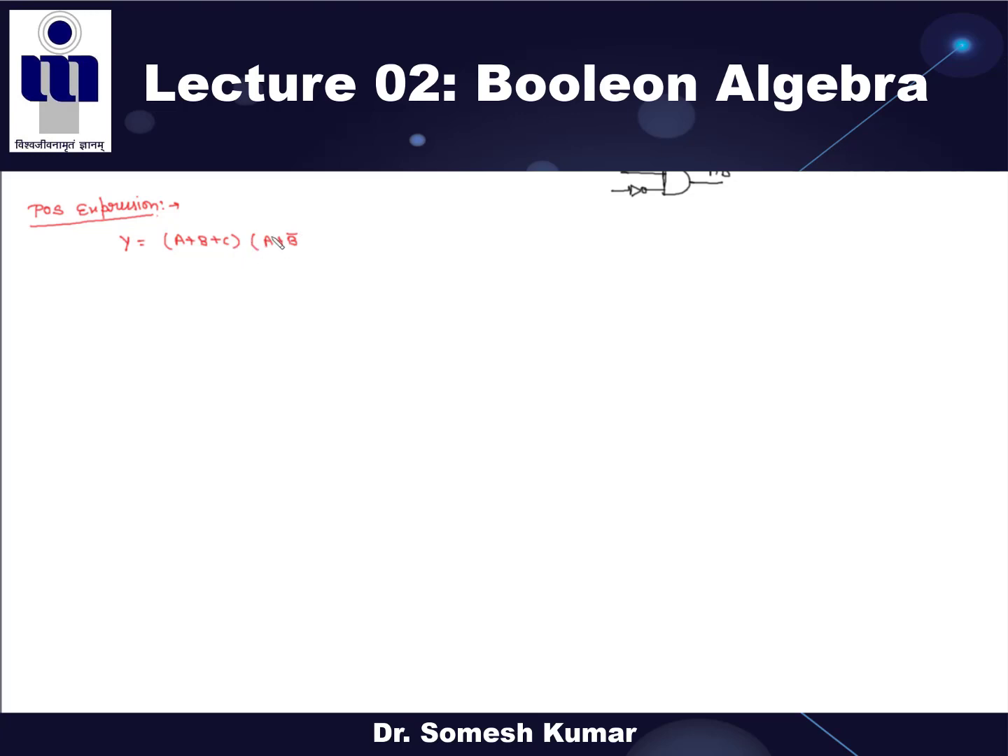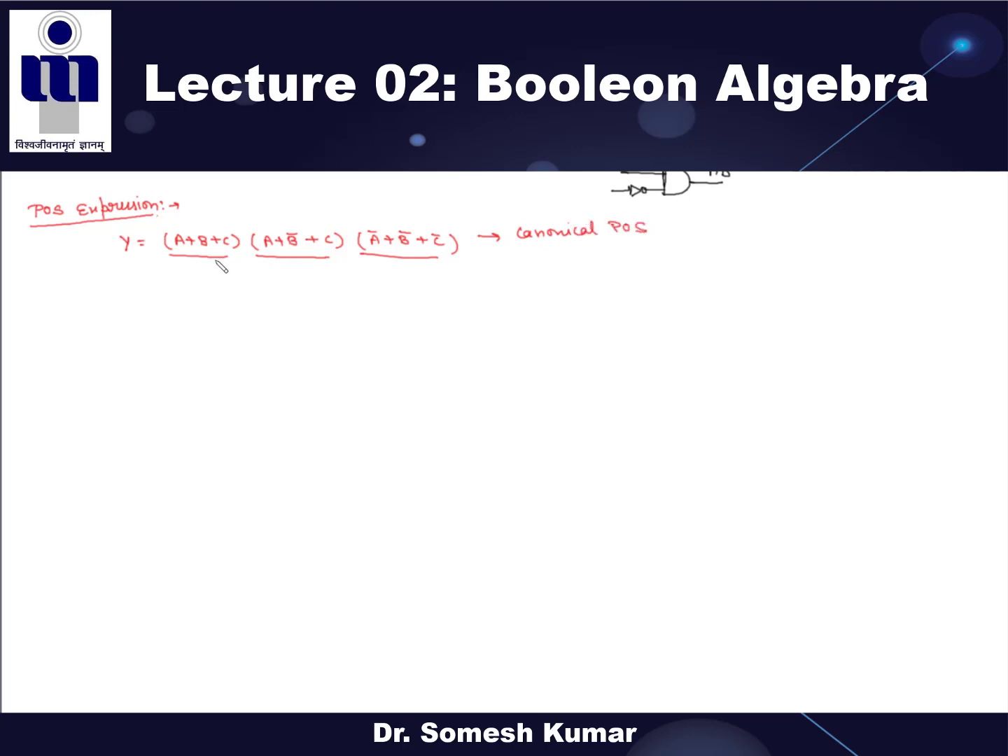Now each of these terms is called what? Min terms or max terms? Here all these independent terms are called max terms. This is max terms, this is max terms, this is max terms. And this is canonical form. I can say this is canonical POS form.